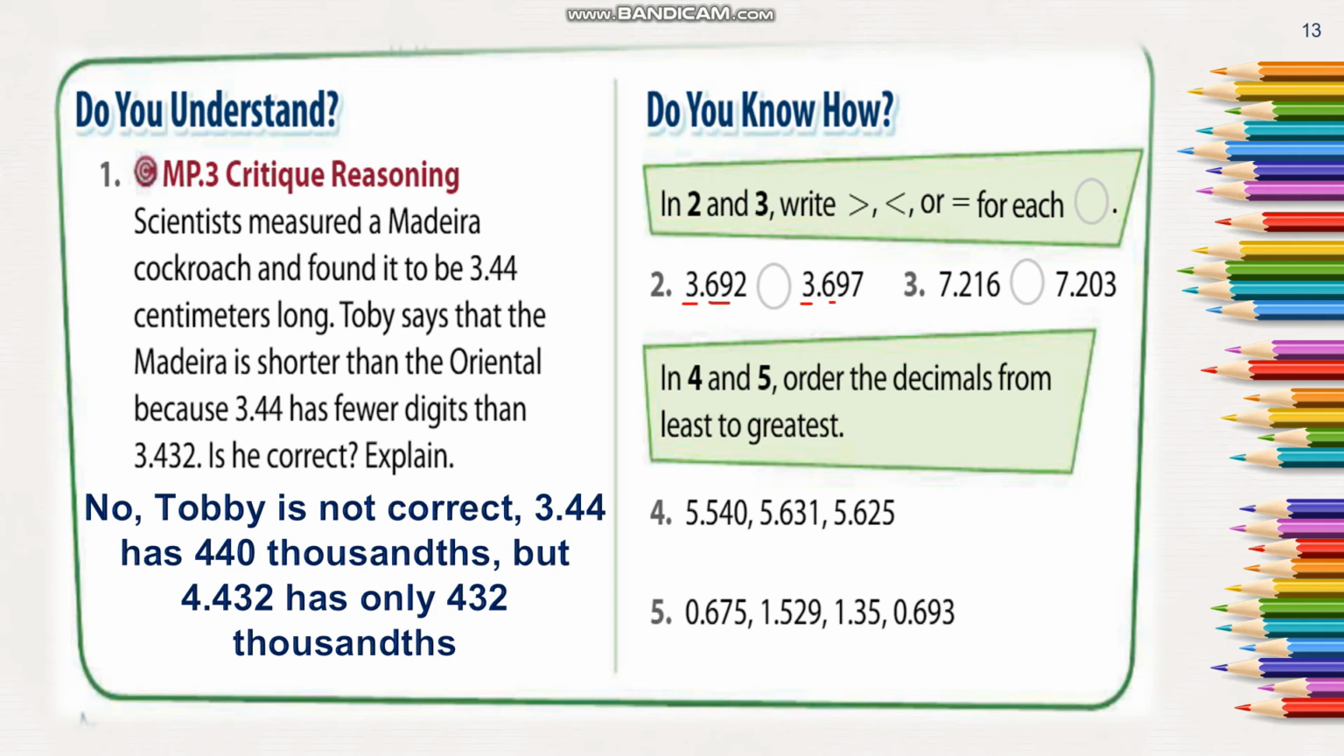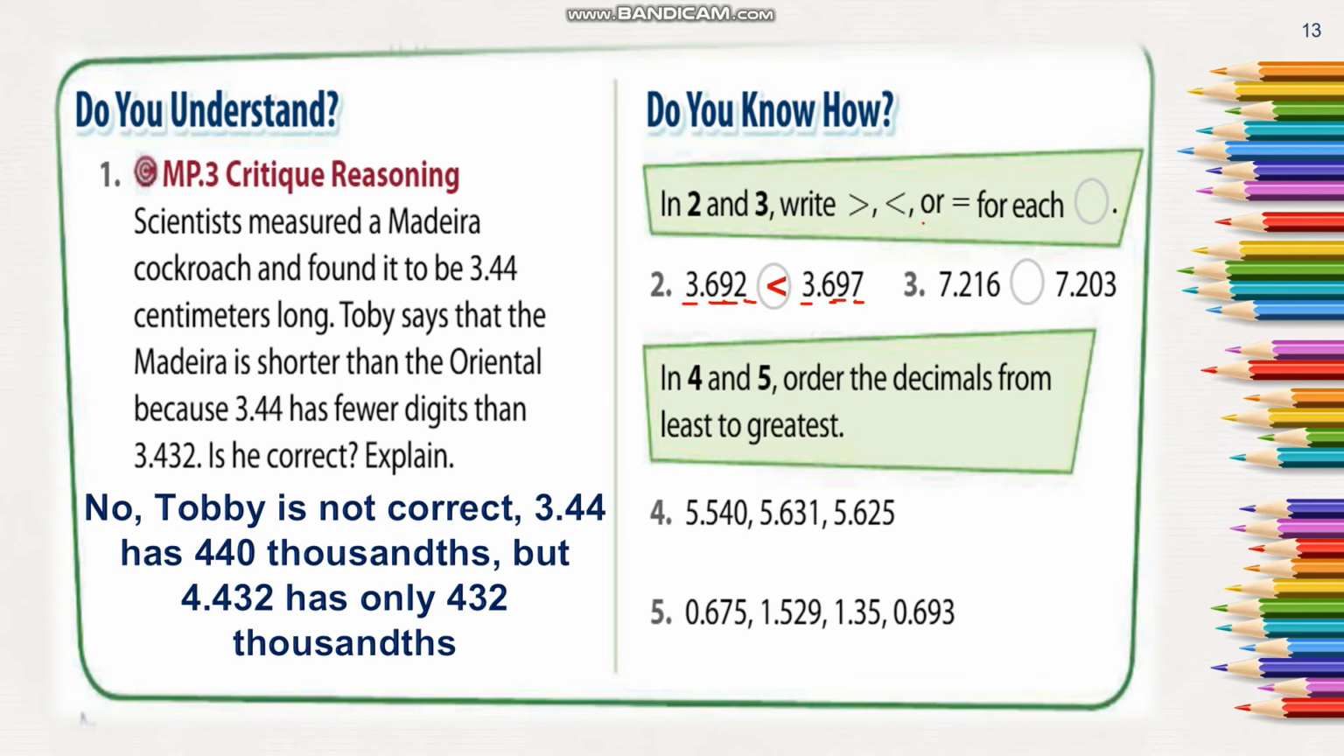6 and 6. They are both 6 in the tenths place. So proceed to the next digit. 9 and 9. They both have 9 in the hundredths place. So proceed to the next one. 2 and 7. So they are different, and 7 is greater than 2. Therefore, 3 and 692 thousandths is less than 3 and 697 thousandths.